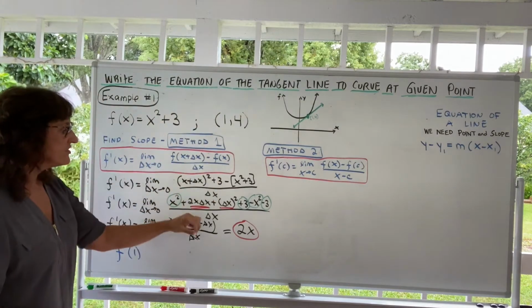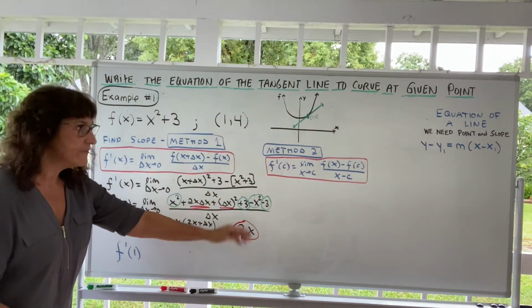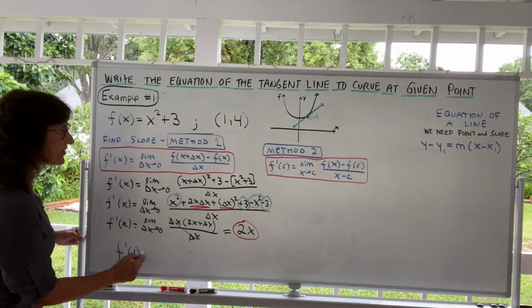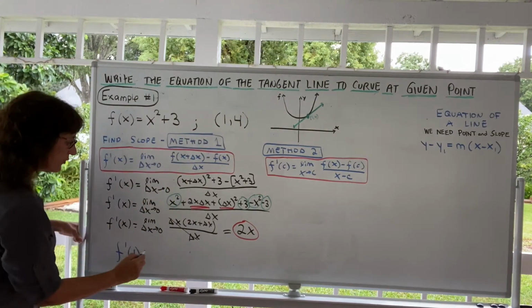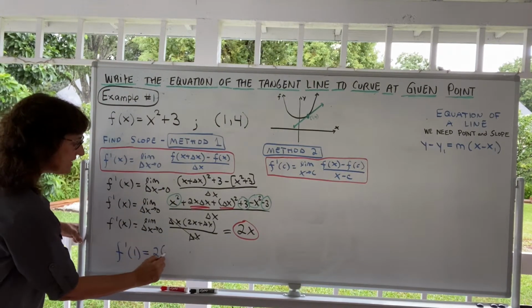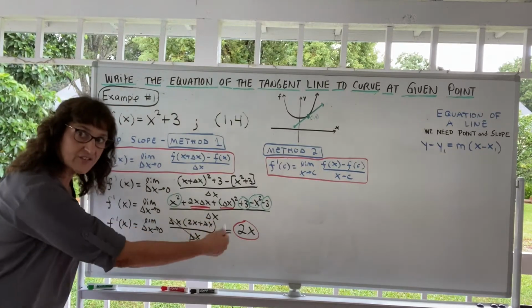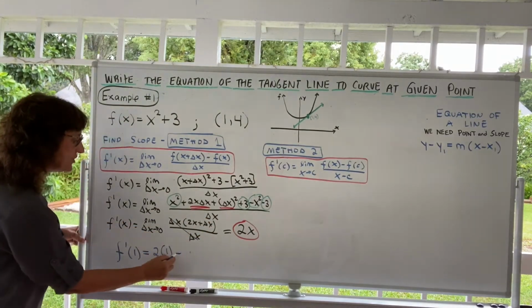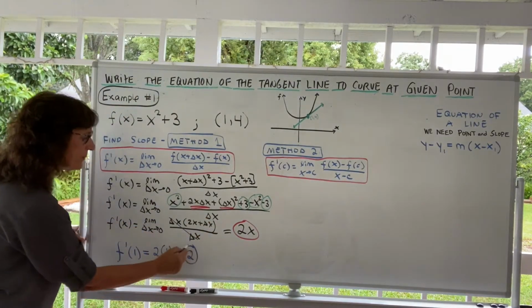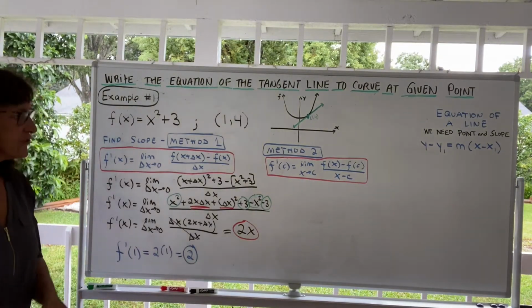We're going to use the definition to get the equation for the derivative, then plug in the x coordinate. The x coordinate for this problem is 1. We plug it into our derivative. Our derivative says take the x and double it, multiply it by 2. So here is the slope of the tangent line that we need.